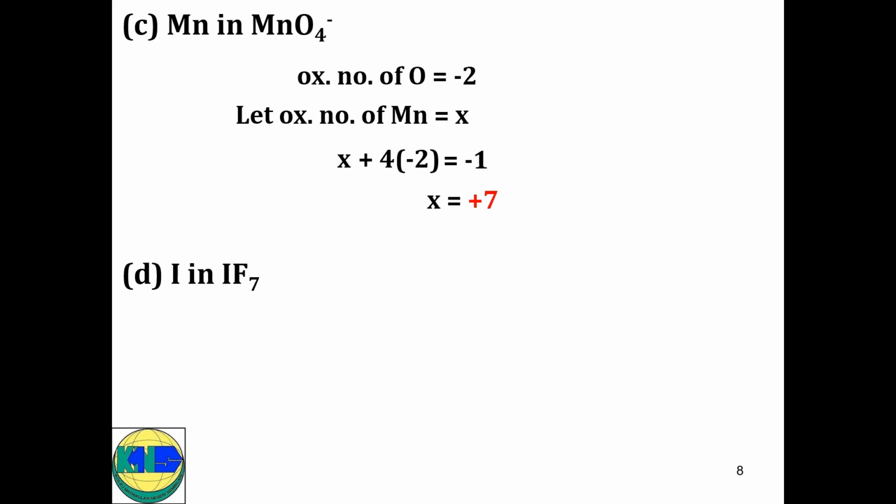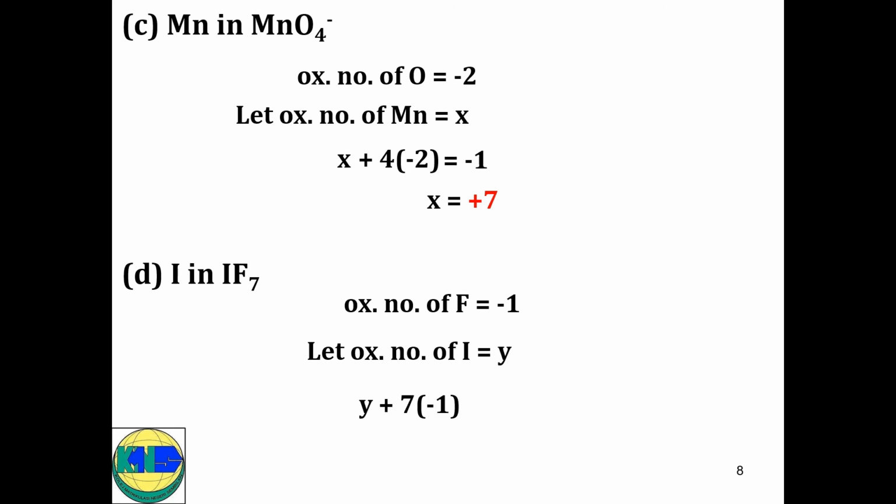Now look at example D. We wish to determine the oxidation number of iodine in IF7. Oxidation number of fluorine equals -1. So we let the oxidation number of iodine equal Y. So we total up the oxidation numbers. So Y plus 7 multiplied by -1. Why? Because fluorine has 7 here. The total oxidation number equals 0. So Y equals positive 7. So the oxidation number of iodine equals positive 7. For the unknowns X and Y, you also can change to A, B, C. Students can choose which unknown you want.